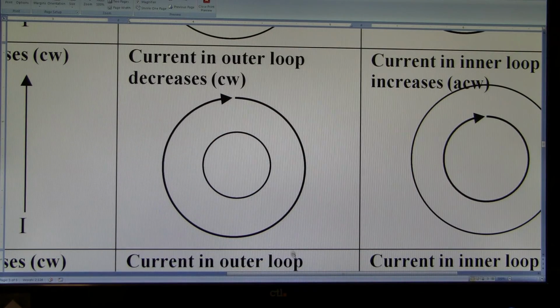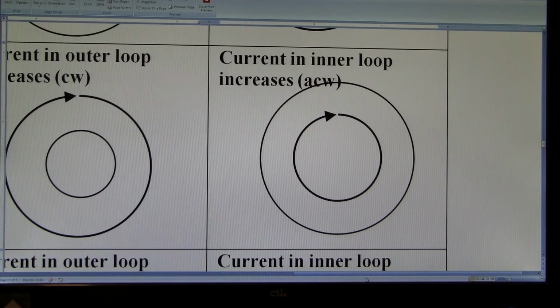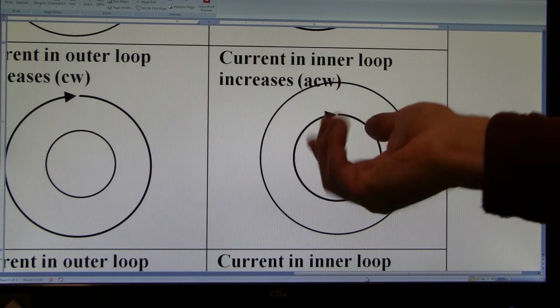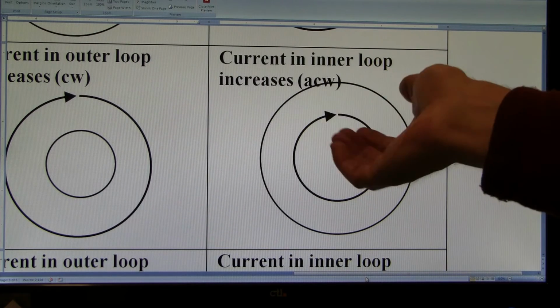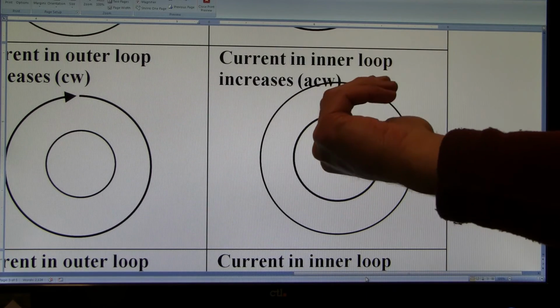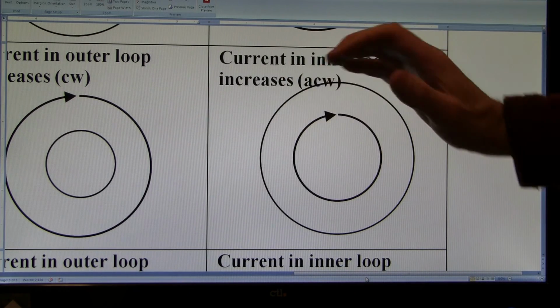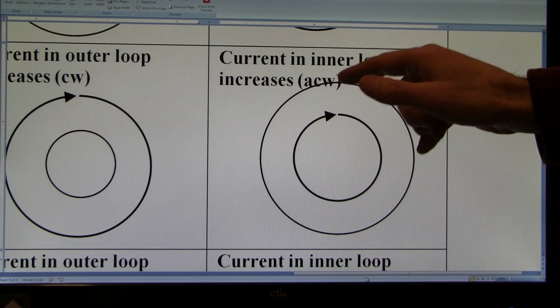Okay, and then the last one here. Current in the inner loop increases. So the inner loop is creating flux into the page, yeah? And we are gaining flux into the page. If we gain flux into the page, the reaction is to create flux out of the page. So therefore the answer is anti-clockwise.